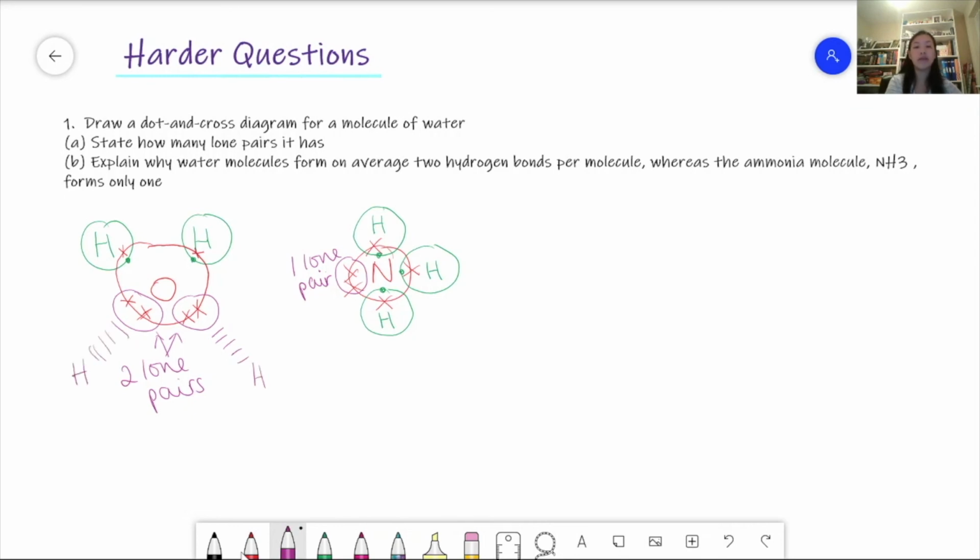Whereas with the ammonia molecule, it can only form 1 because it only has 1 lone pair. So it'd only have 1 going off in this direction, with a hydrogen, that would be 180 degrees. And these would all be 180 degrees. And that's why it only forms 1 because it has 1 lone pair compared to water, which has 2 lone pairs. So it can form 2 bonds with hydrogens.